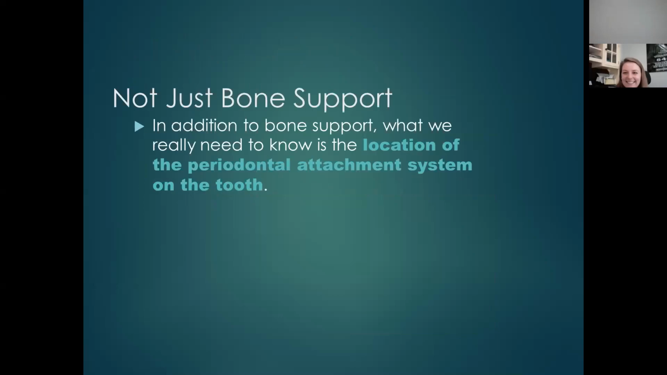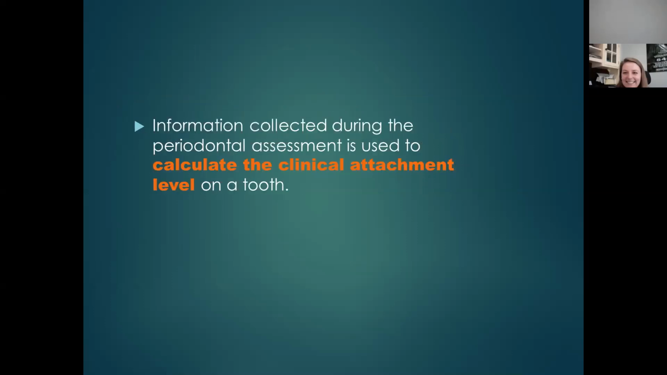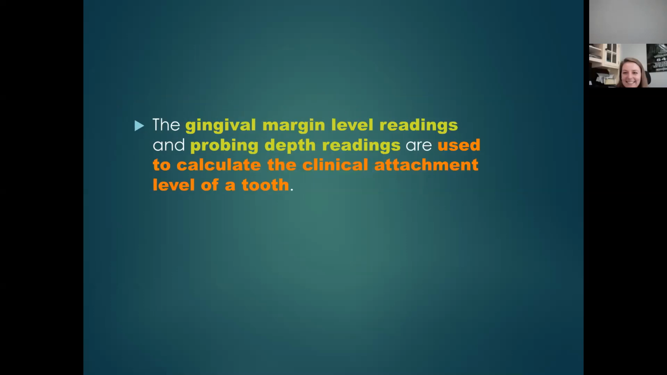Your clinical attachment level, again, is not just where the periodontal probing is. It's the location of the periodontal attachment system to the tooth. It's also the estimated position of the structures that support the tooth as measured with the periodontal probe. Do we need to do calculations or not? But you are doing the CAL for each and every tooth.